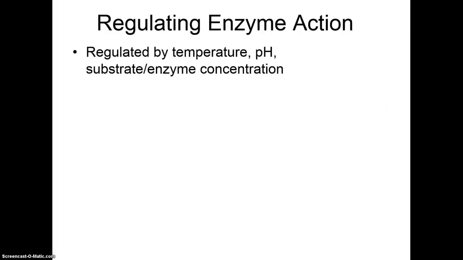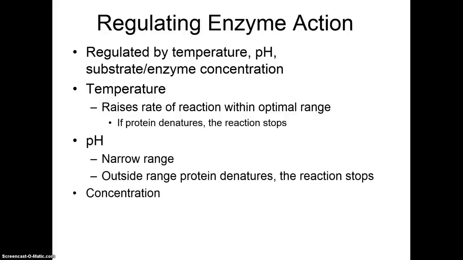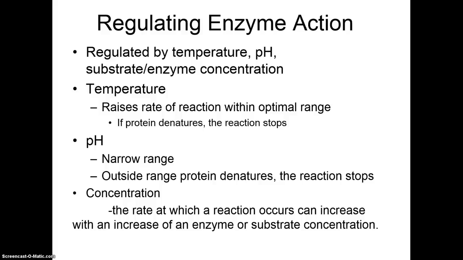You can regulate enzyme action with temperature, pH, and substrate or enzyme concentration. A rise in temperature will raise the reaction rate up to the optimal range. If the protein denatures, the reaction will stop. So at a raised temperature, it'll also raise the rate at which the reaction occurs, within a certain range. If you think about cooking an egg, you are raising the temperature so far out of its optimal range that it's going to start denaturing, changing the shape of that enzyme. And like we talked about before, the enzyme shape is very specific to a certain shape for the substrate, with the lock and key example.